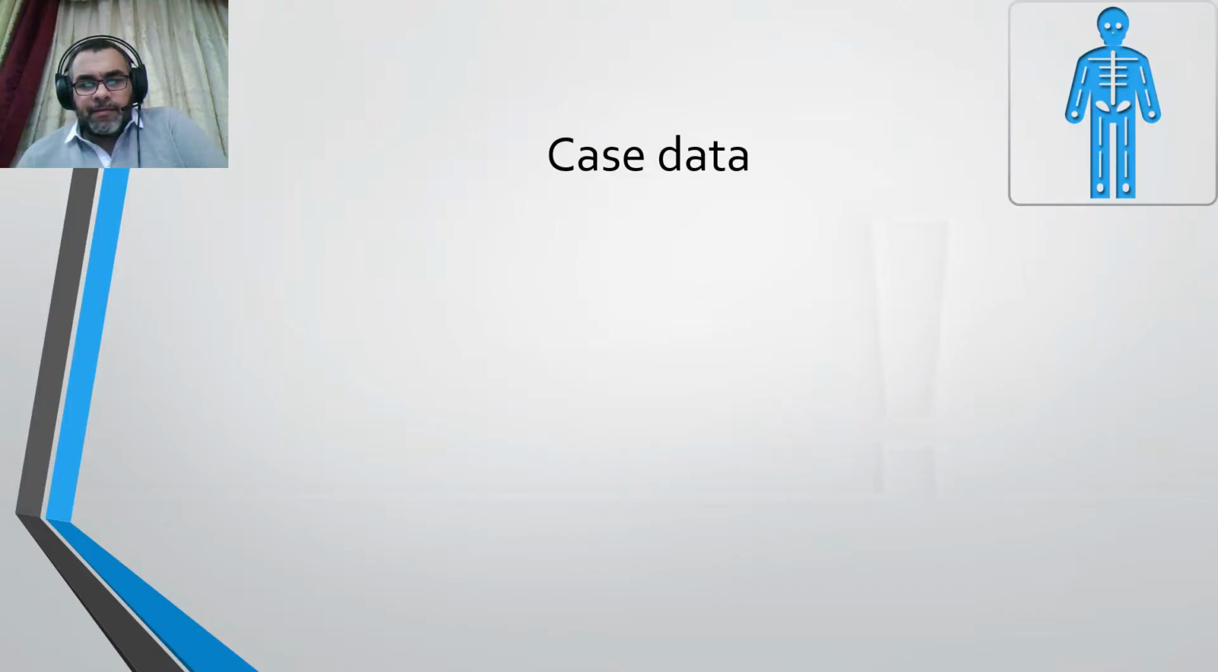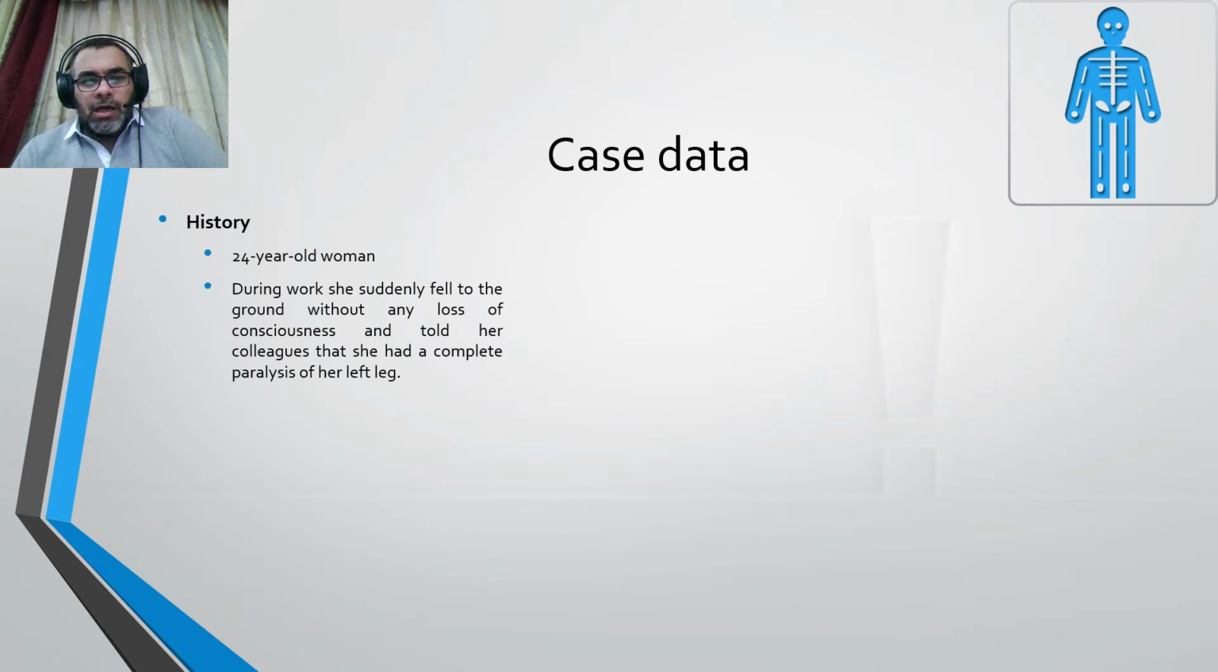Case data: 24 years old female. During her work, she suddenly fell into the ground without any loss of consciousness and told her colleagues that she had a complete paralysis of the left lower limb. She was unable to stand and was taken by the ambulance to the emergency department.